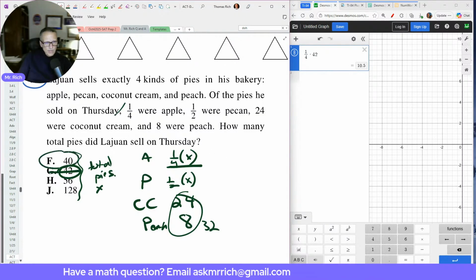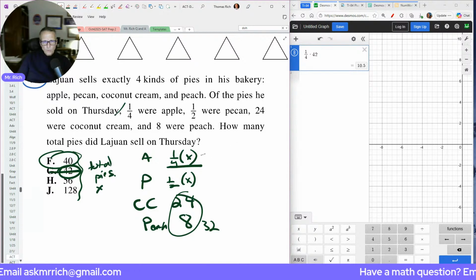Let's try F, 40 pies. If he made 40 pies, 1/4 times 40 would be 10 apple.